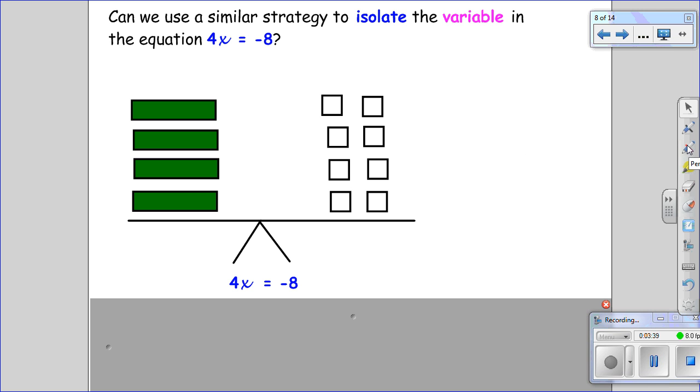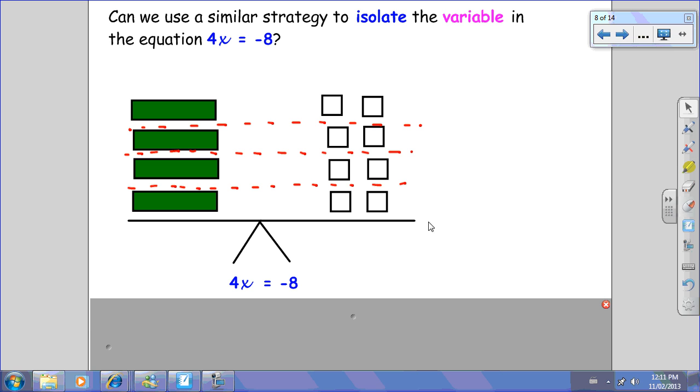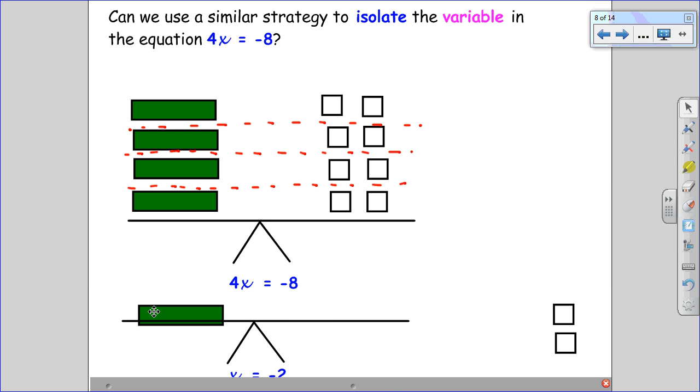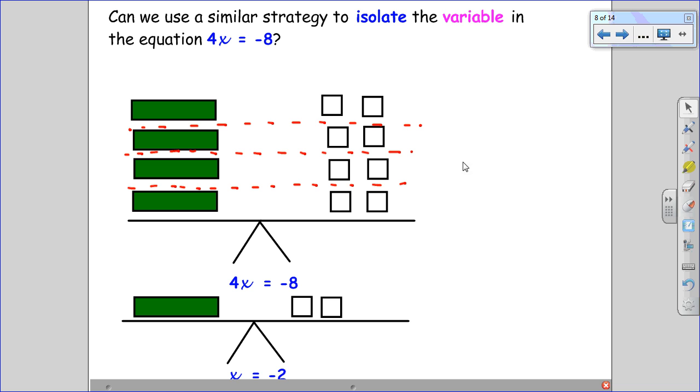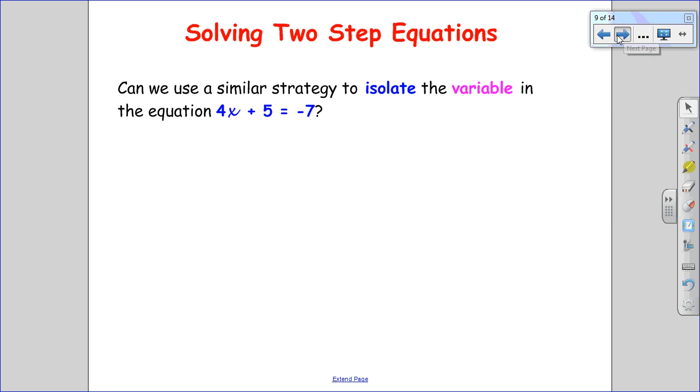Now the interesting thing here is I want to know what each x is worth. I split each of my x's up, and I gave each one 2 negative 1 tiles. So if I look at what each x got, each x got a negative 2. So the solution to this was x equals negative 2. Now what strategy did I use? I had 4 x's, and I had 8 negative 1s, and I split it into 4 groups. Now splitting into 4 groups is division. So I divided both sides by 4.